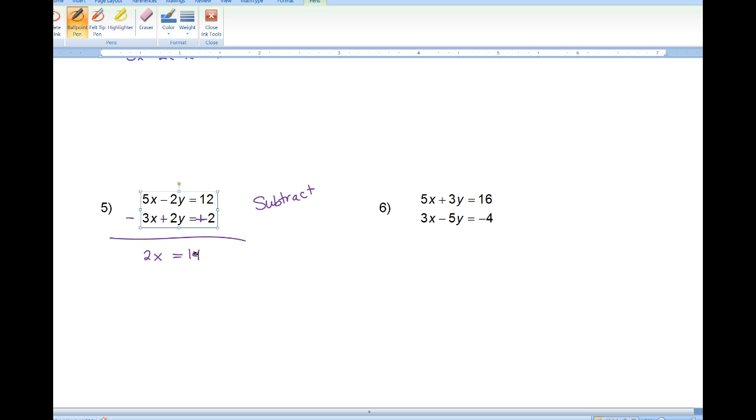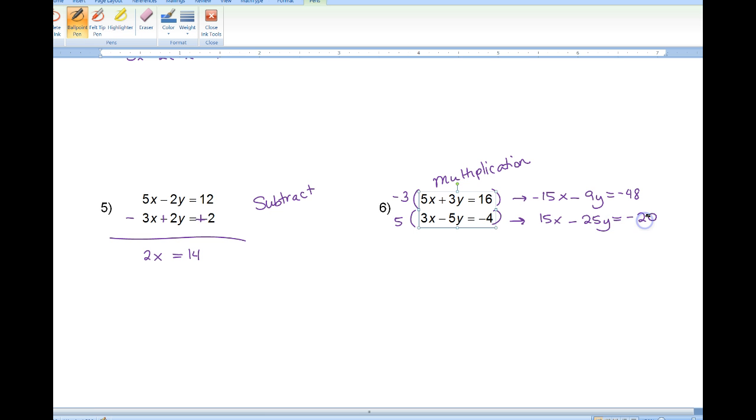Oh, be careful, I'm wrong. This is multiplication. Why do we have to do multiplication first? Okay, so what would you multiply the top one by? You want to multiply this by 3? And then we would get a negative 15x minus 9y equals a negative 48. Here we get a positive 15x minus 25y equals a negative 20. And then you would combine these.